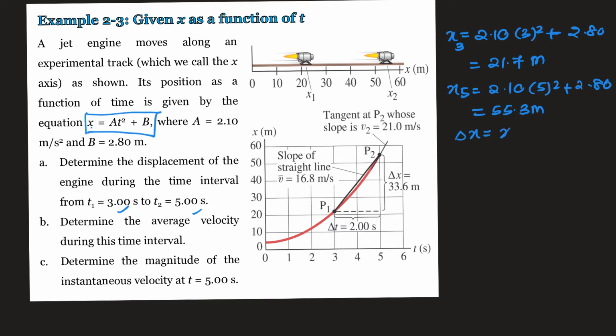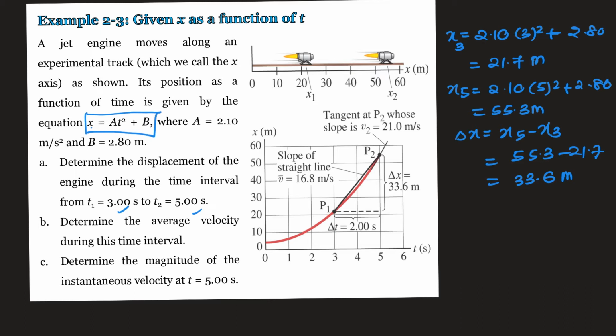change of s, final minus s initial, which means that the s5 minus the s3 second. So you are going to get here 55 minus 25.7. You are going to get here the answer is 33.6 meter. Okay, very simple, right?